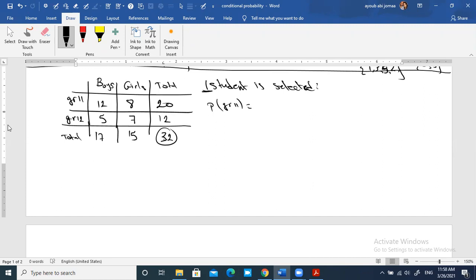Yes? It says P12 plus P8. P12 plus P8? What do you mean by P12 plus P8? You mean if you write P of 12, like this, plus P of 8?